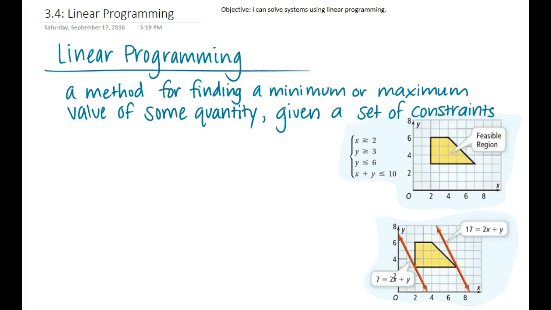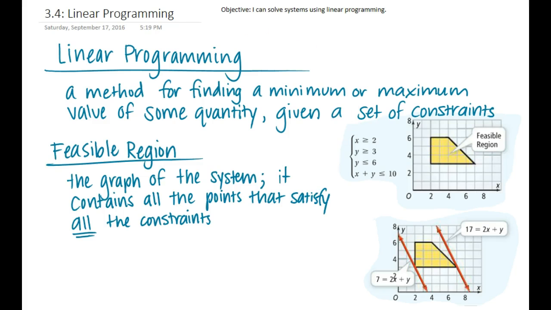Linear programming is a method for finding a minimum or maximum value of some quantity given a set of constraints. And another word for constraints is limitations. So you can see right here in this example that we have a system of linear inequalities, and because the domain and range are limited by these inequalities, these are called constraints.